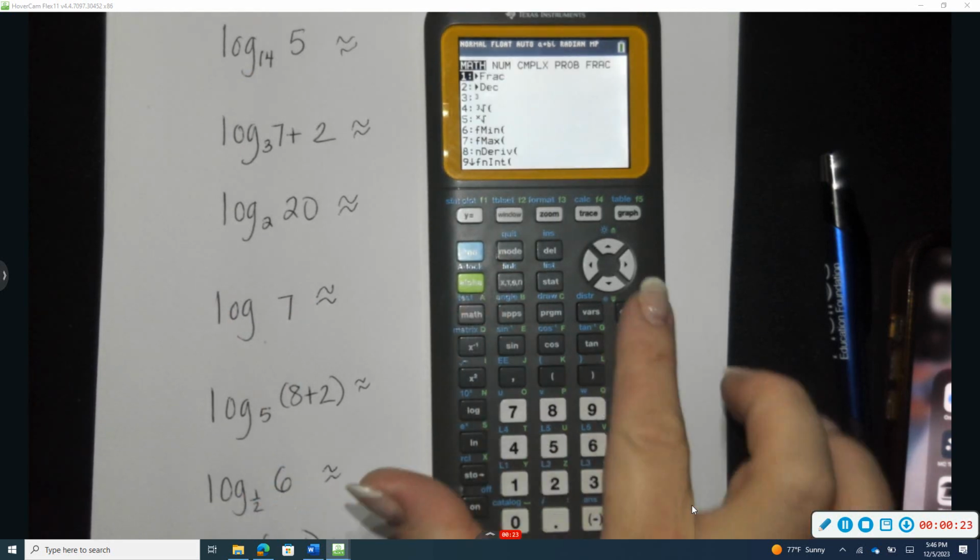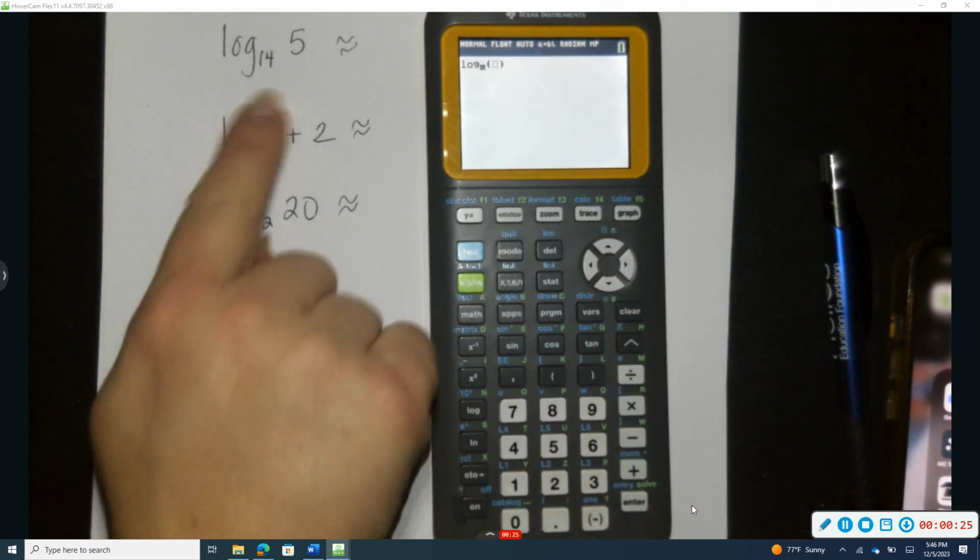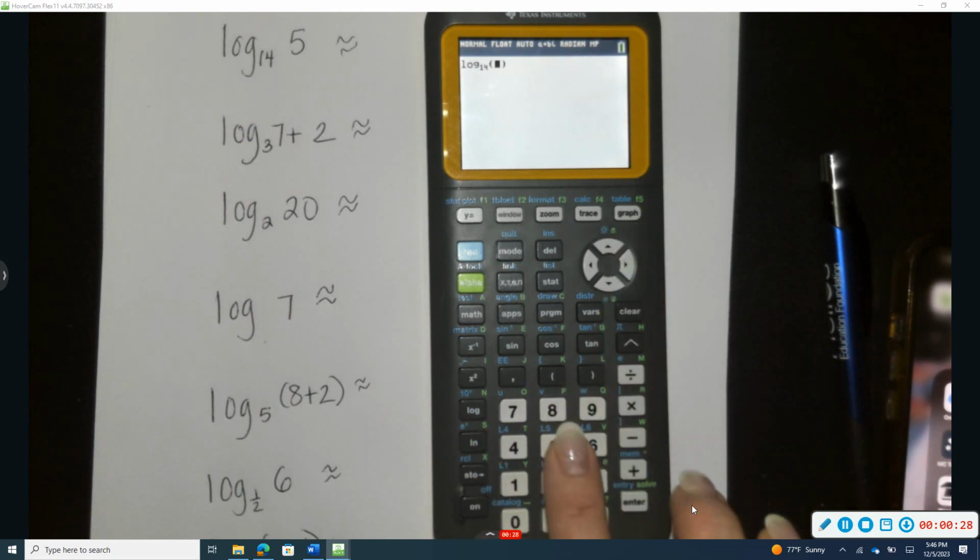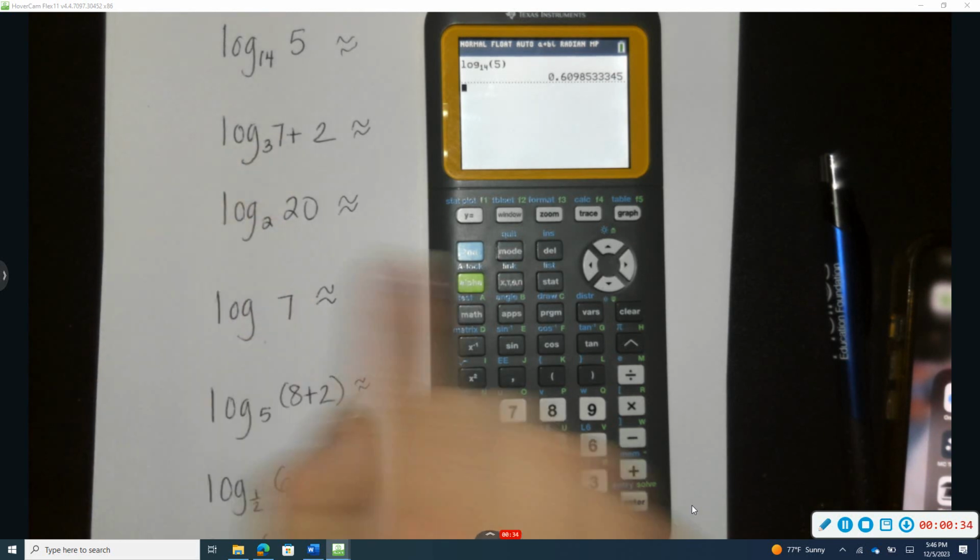To do that, I'm going to hit Math. I'm going to press up 3 times. The base is 14. The number behind it is 5. And if I'm going to approximate to the nearest hundredth, I'd say 0.61 approximately. Now let's look at the second one.